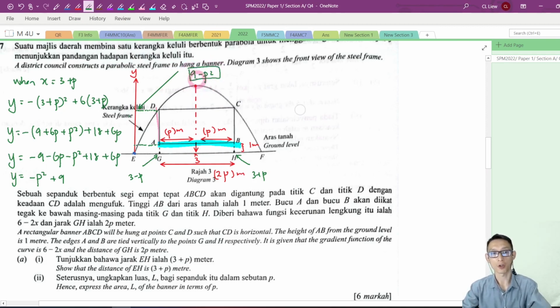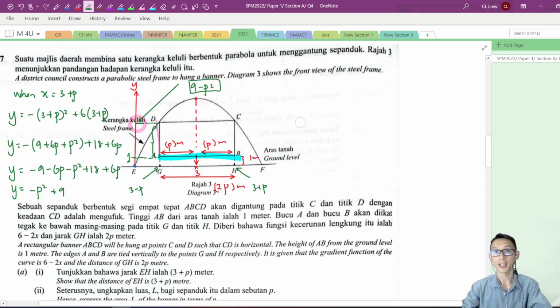But you have to be more careful. In order to get the length here, you need to take 9 minus p squared minus the 1 here. Now we have the y coordinate of this point, so we can start to calculate the area. Area is equal to the length, which is 2p, times the width. But you have to be more careful here. This is 9 minus p squared, and don't forget you have to minus 1.